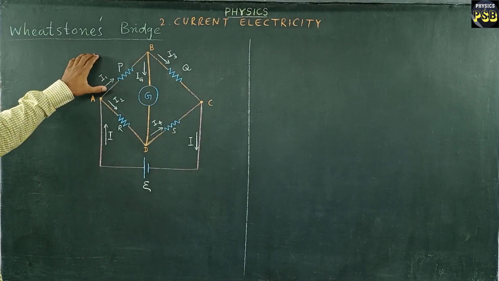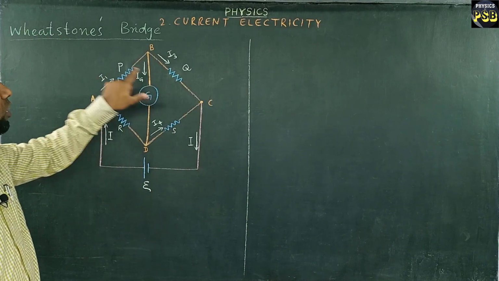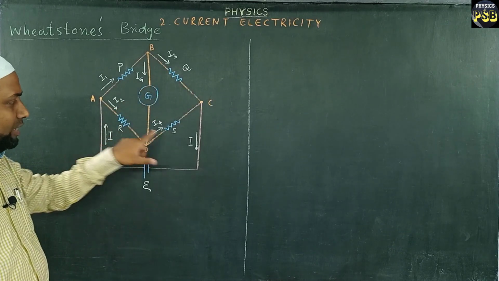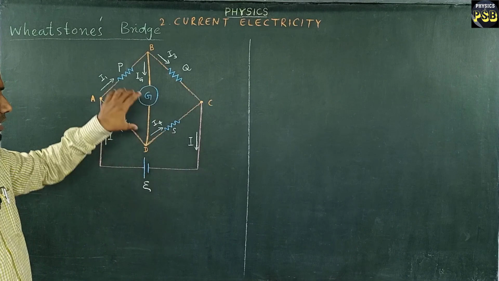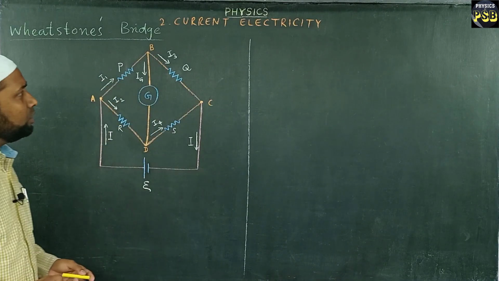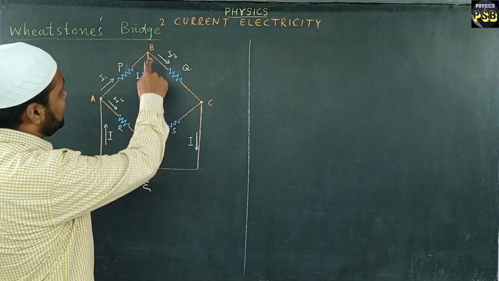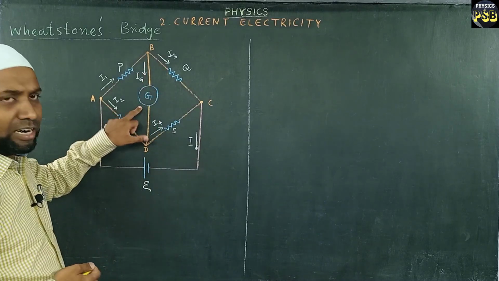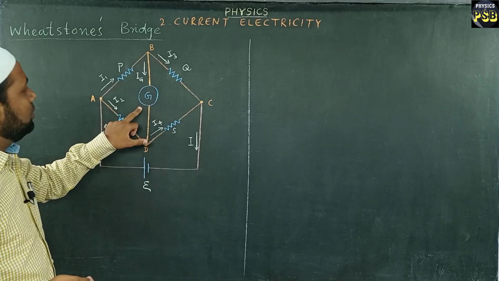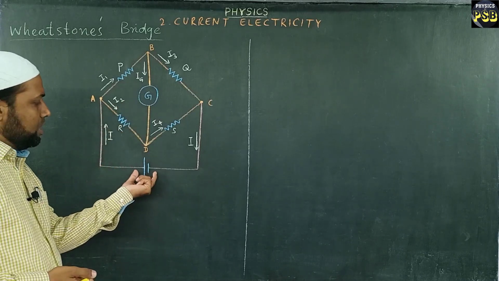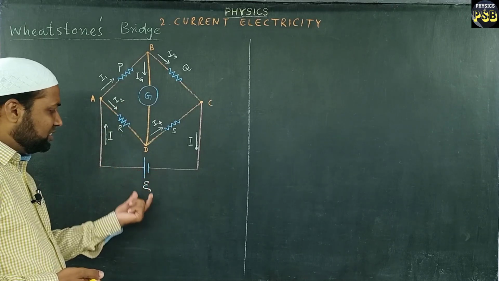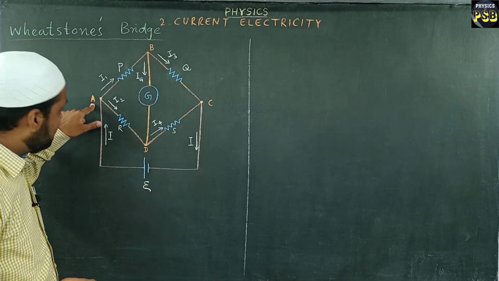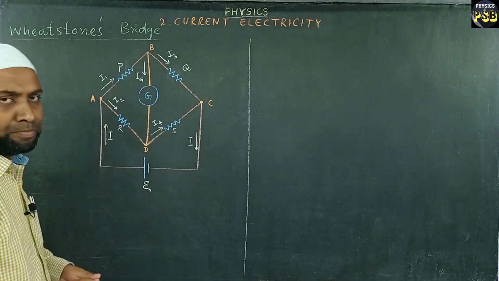A Wheatstone bridge comprises 4 resistors P, Q, R and S, connected in this manner. Here, between junction B and D, a galvanometer is connected, and a cell that provides EMF E is connected between junction A and C.